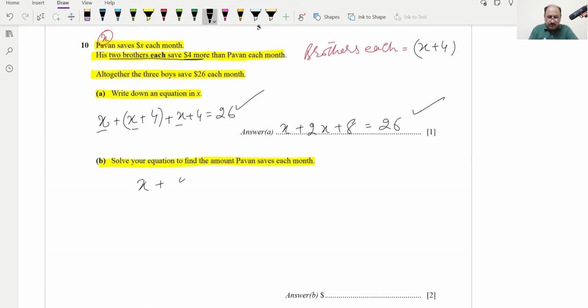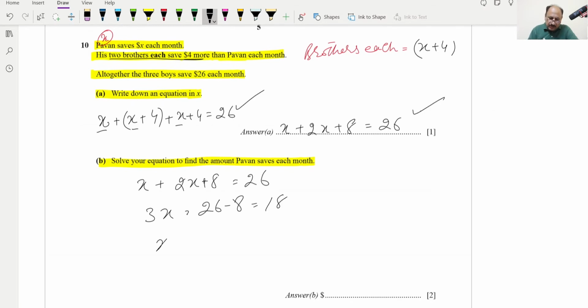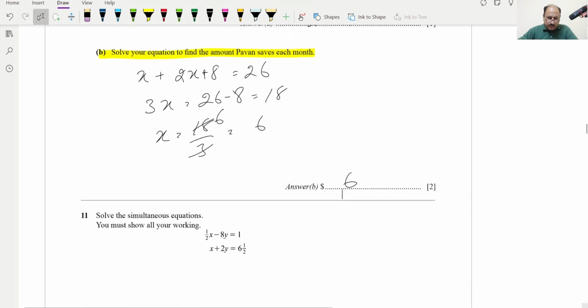So 3x plus 8 is equal to 26, and this will be 3x is equal to 26 minus 8, which is basically 18. And x value will be equal to 18 over 3, which we can cancel, and 6 will be the answer. So x value will be $6, which we can write over here. This is a 2 mark question which we have done.